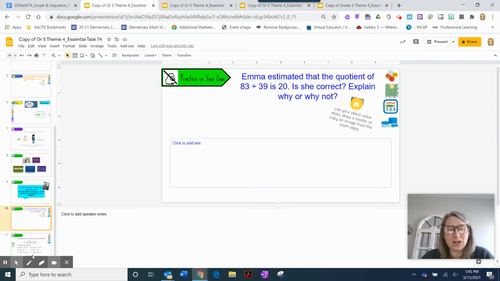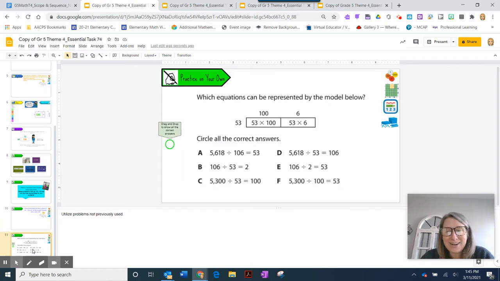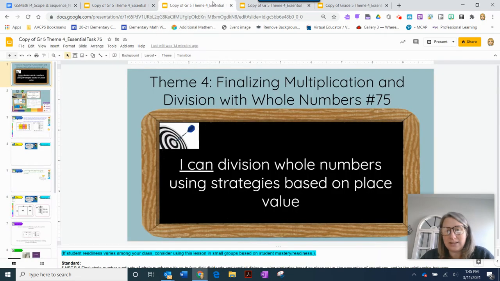There are also some extra practice slides here to help guide some of that practice and student time, and even to utilize for small group.